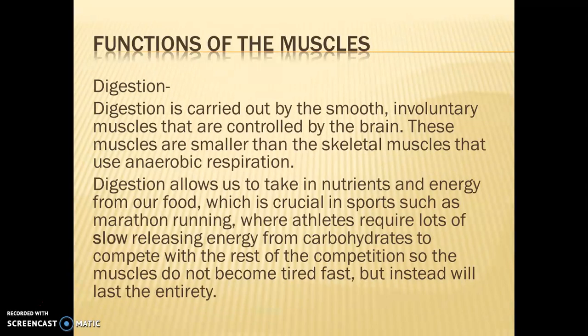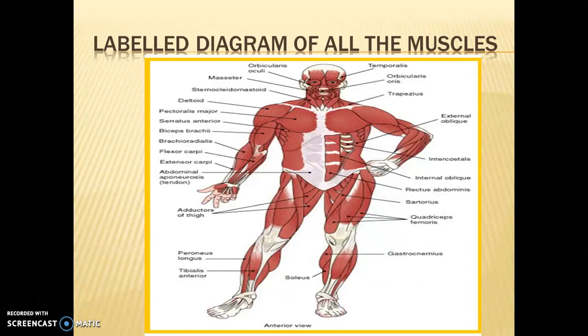Digestion. Digestion is carried out by the smooth, involuntary muscles that are controlled by the brain. These muscles are smaller than the skeletal muscles that use anaerobic respiration. Digestion allows us to take in nutrients and energy from our food, which is crucial in sports such as marathon running, where athletes require lots of slow-releasing energy from carbohydrates to compete with the rest of the competition, so the muscles do not become tired fast, but instead will last the entirety of the race.